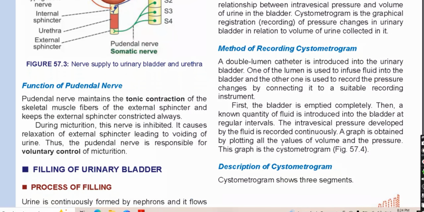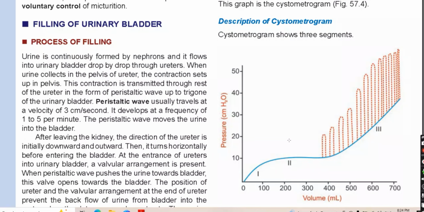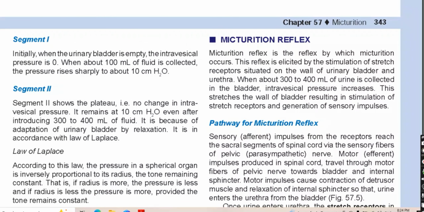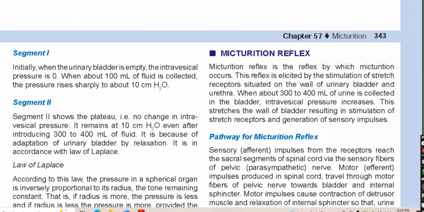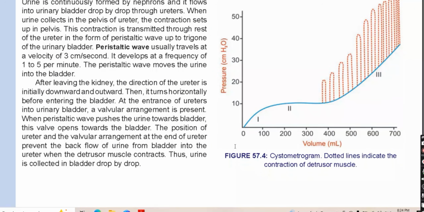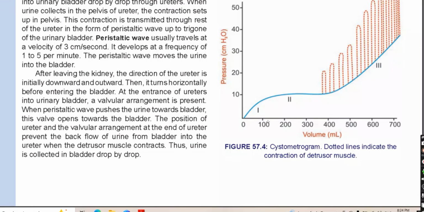Here in the cystometrogram you can see there are segments: segment one, segment two, segment three, and in this way pressure and volume can be recorded. Describing segment one: initially, when the urinary bladder is empty, the intravesical pressure is zero. When the volume reaches 100, segment one is completed, as the fluid collects and the pressure rises sharply to about 10 centimeters. So when 100 ml of fluid has entered, the pressure rises to 10 centimeters H2O.